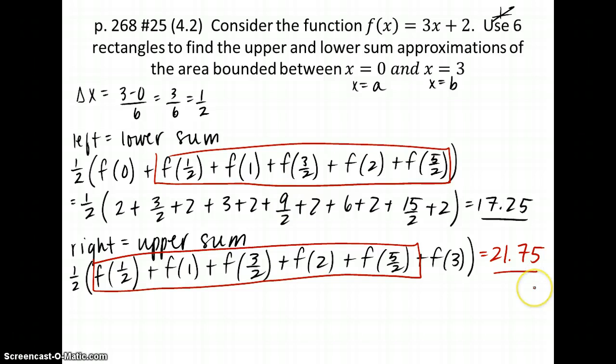That doesn't seem to make sense. We'll come back to that if we have time. But upper sum, lower sum, that's what I would be looking for.